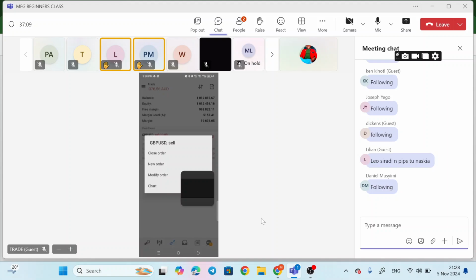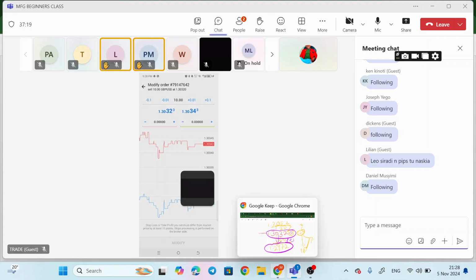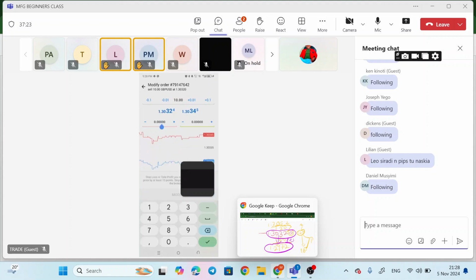When you click modify order, you have these 2 bars. The red one here, you can see where I have indicated. Thumbs up if you see it. The one with a red bar below it is where you set your stop loss. And the one with green, the other side, is where you set your profit.